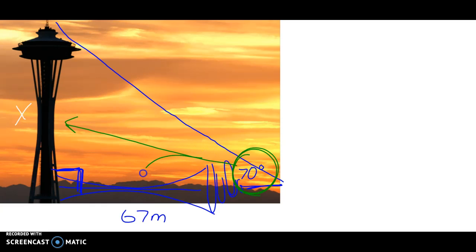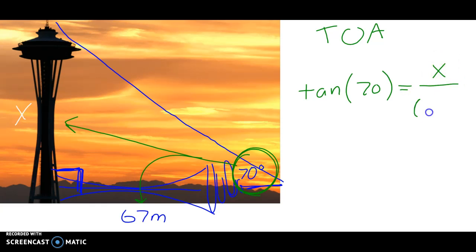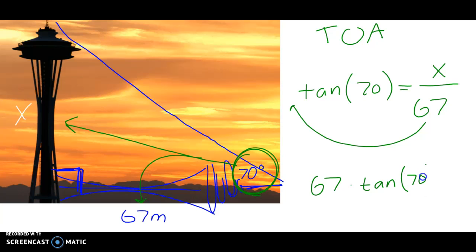Opposite. What is 67? So OA is tangent. So tangent of 70 is equal to 67 over x. If x is up high, we know we need to multiply. So in your calculator, you need to do 67 times tan of 70, and that is what x equals. That is how tall the Seattle Space Needle is.